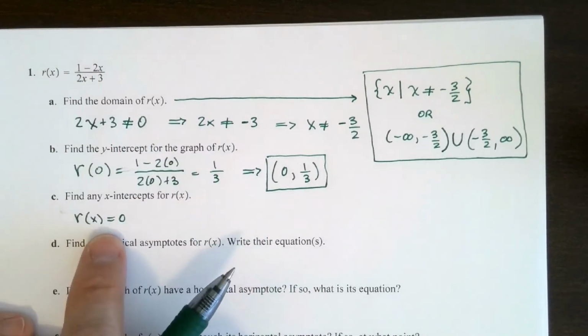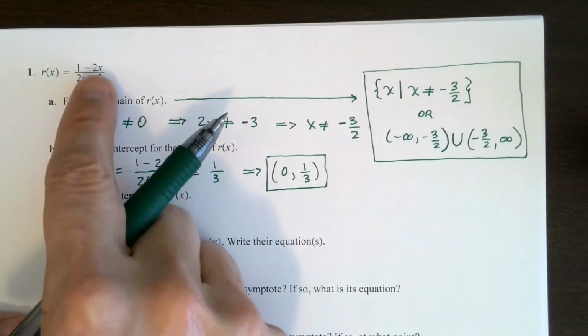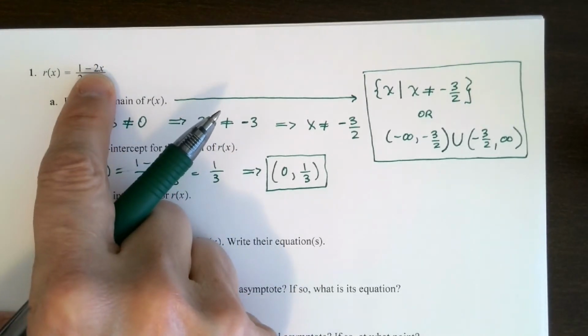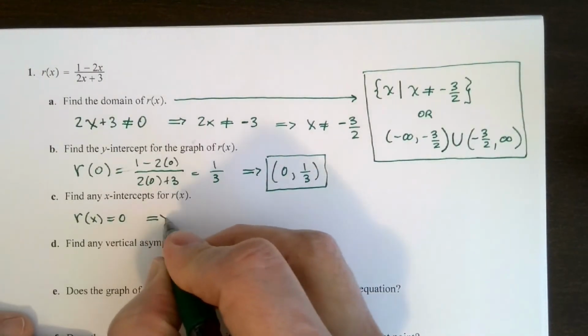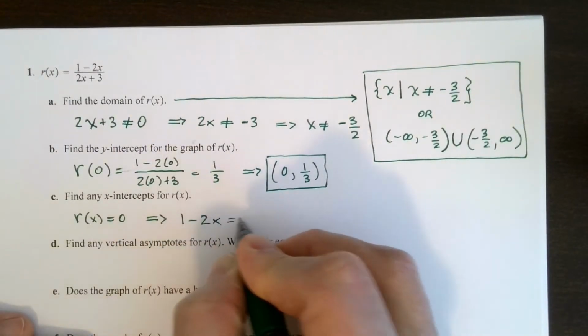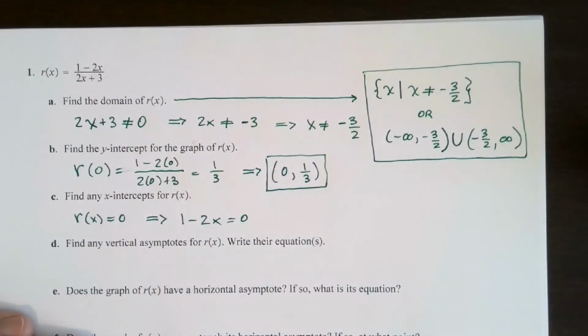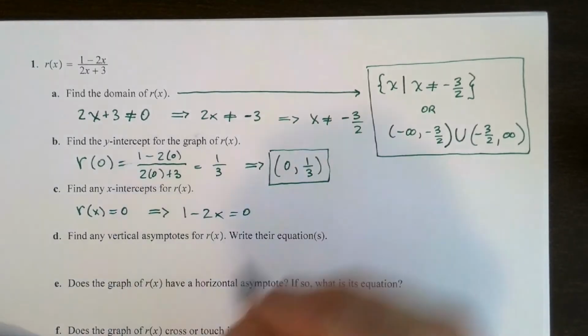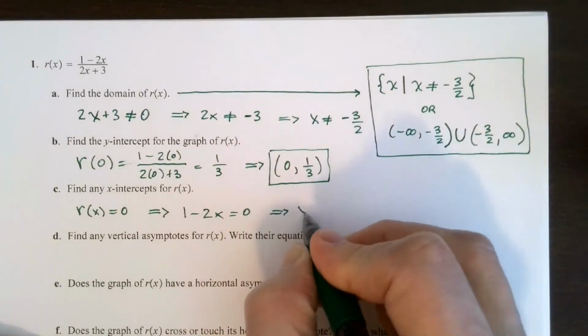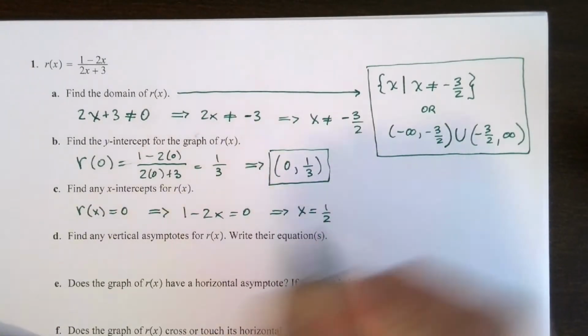So how am I going to get an output of 0? The top has to be 0 and the bottom not 0. So when is the top 0? When is 1 minus 2x equal to 0? Can you solve that equation? I hope you can. It should be when x is 1/2.